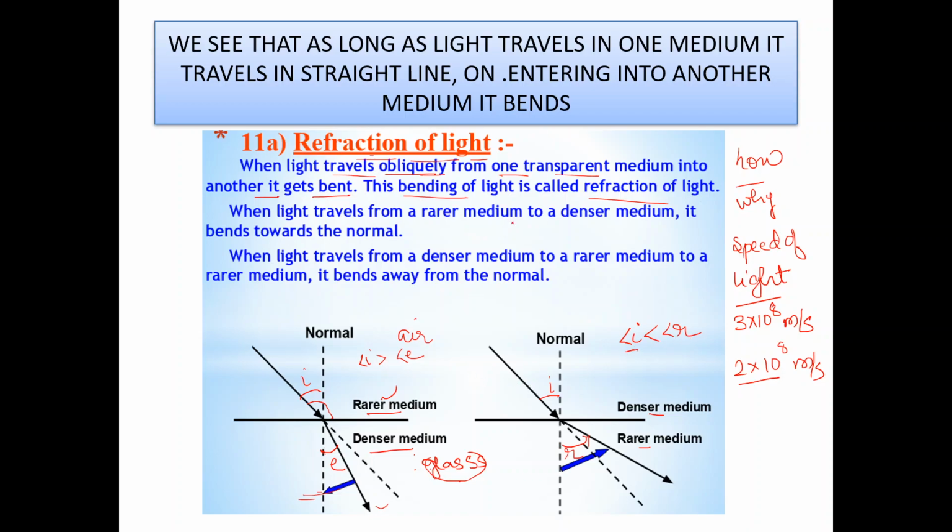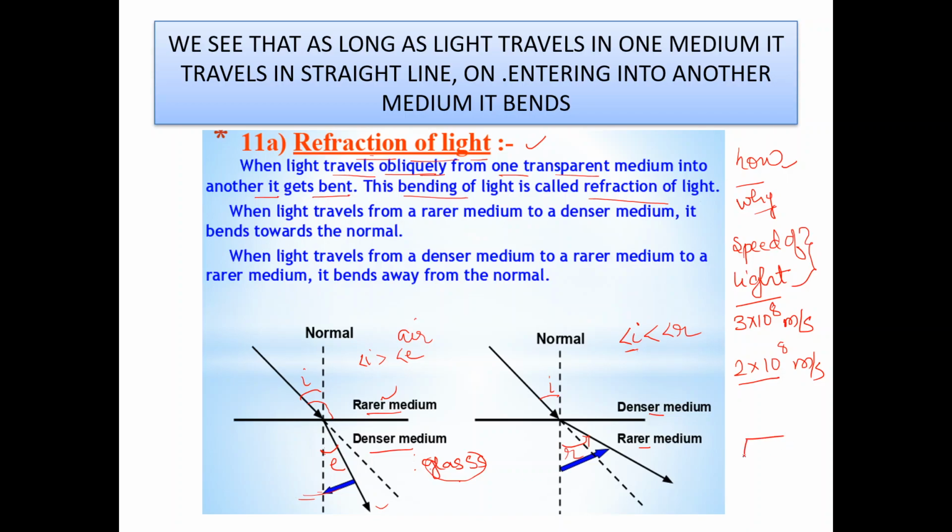So till now we have studied what is refraction. It is the bending of light ray when it travels obliquely from one medium to another medium. Then how it occurs? When it is moving from rarer to denser, it bends towards the normal. When it is moving from denser to rarer, it will bend away from the normal. And what is the cause? Why it happens? It is due to the change in the speed of light.